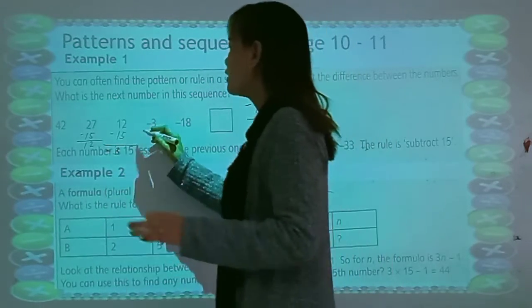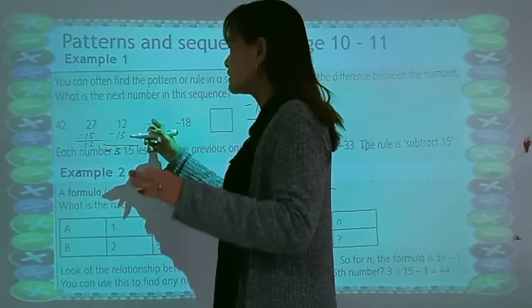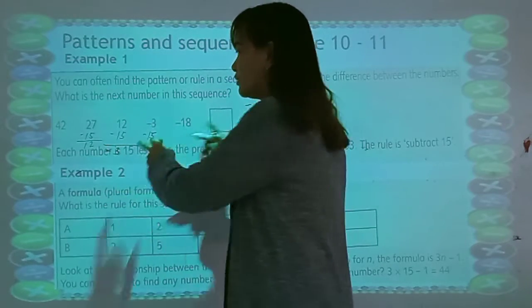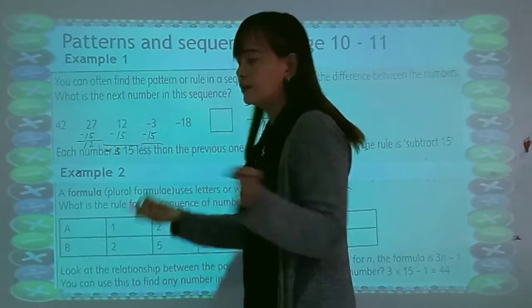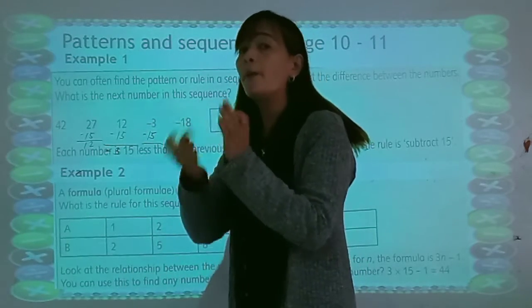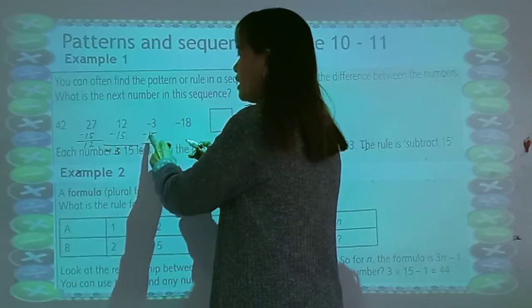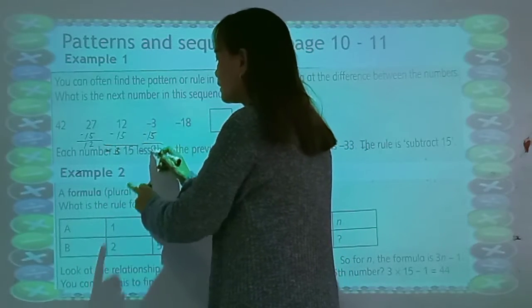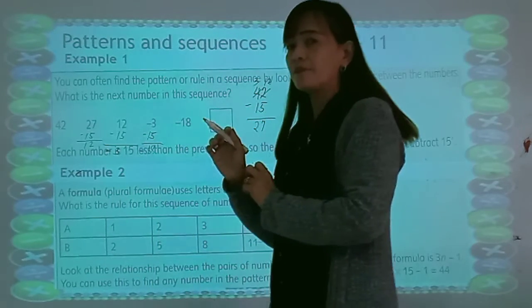Okay, again class, we need to subtract again negative 15. Since this is negative and also 15 is negative, they are like sign. Okay, if they are like sign, we are going to put together or add. So negative plus negative is negative. 3 plus 5 is 8. Bring down 1. Therefore, the next term we have is negative 18.